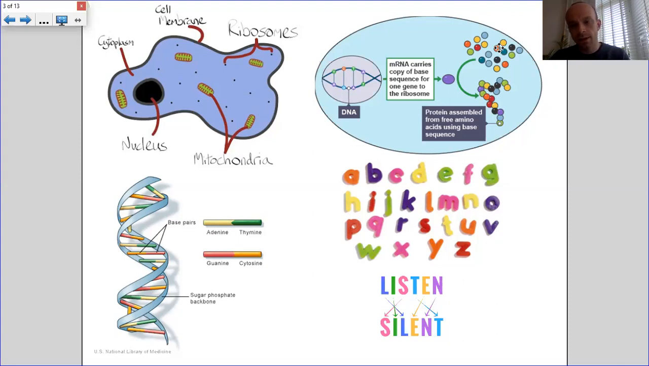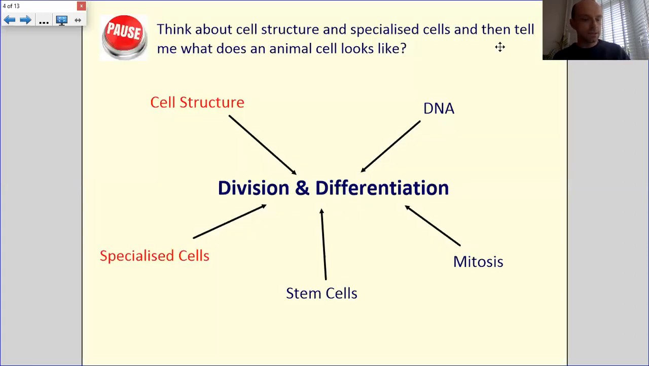So it's the same with DNA. The order of those bases, the A's, the T's, the G's, the C's, the order that they come in dictates the message, the instruction that is being sent from the nucleus to the ribosome, and so therefore changes the protein that is made at the ribosome. So pretty incredible stuff. Okay, so we're going to link these two topics now: cell structure and specialized cells.